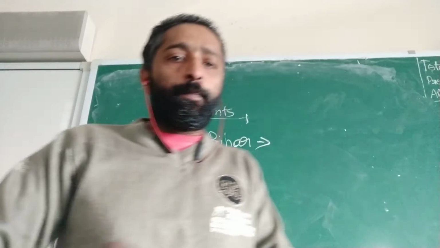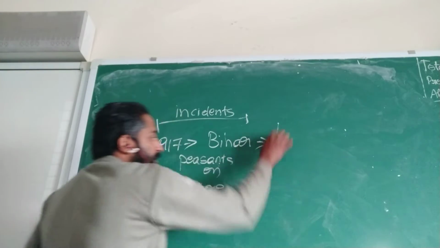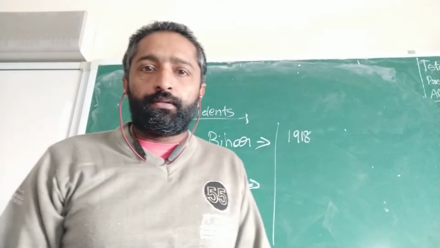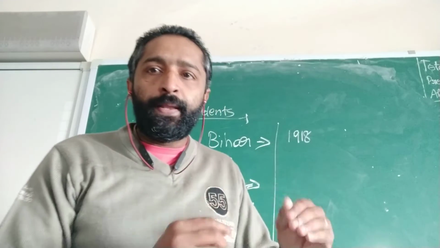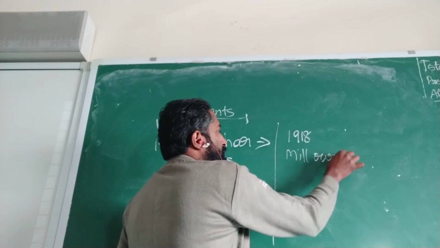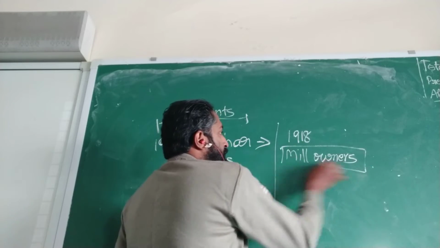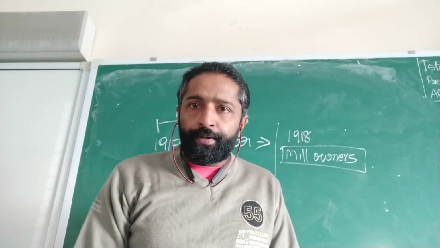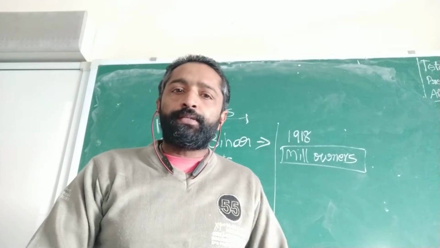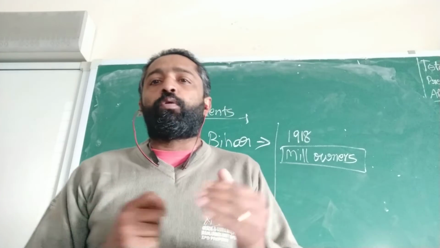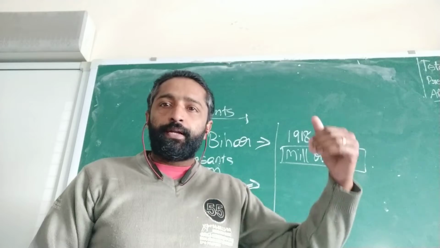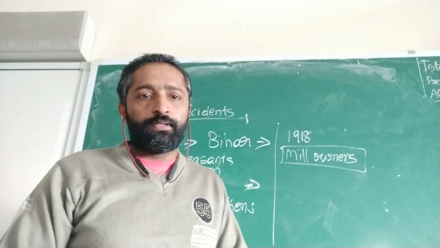The second incident happened in 1918 in Ahmedabad, and it was against the mill owners. The problem was created by the mill owners. Gandhiji went there, began the protest, and the mill owners had to raise the wages of the workers. That's the second incident that happened in 1918 in Ahmedabad.